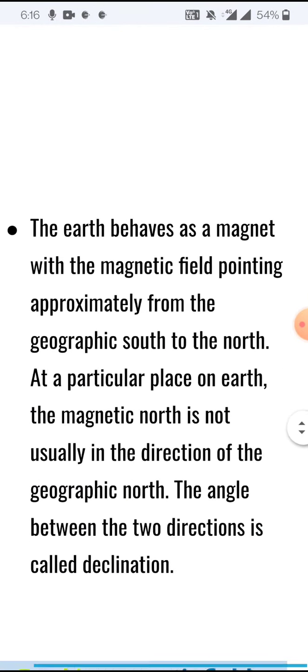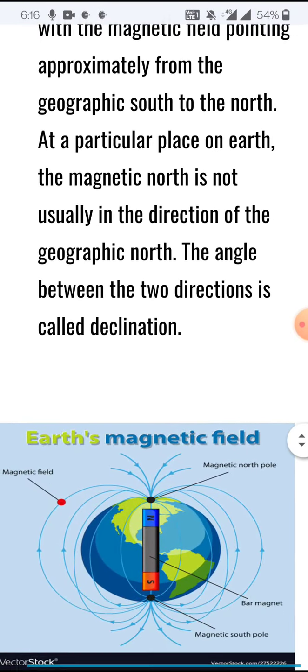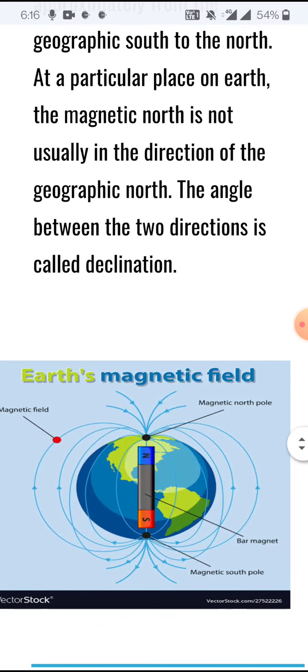Next, Earth's magnetic field. See the picture. The south of the Earth behaves as a south pole, and the north of the Earth behaves as a north pole. Here also, the magnetic lines of force start from the north pole and end at the south pole.